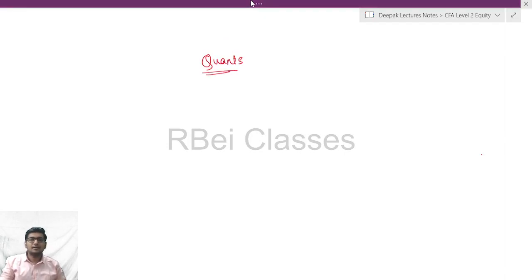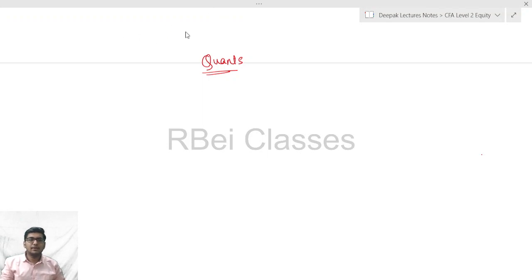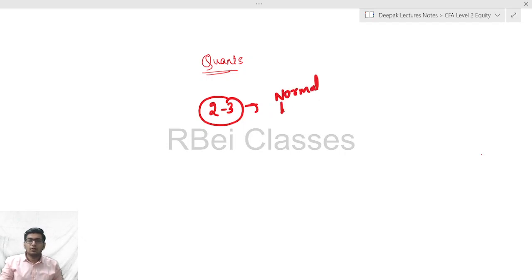As I said, the important topics will be probability, hypothesis testing, thereafter regression, and you can expect even 2-3 questions from the distribution section as well, where the most common distributions will be normal distribution, log normal distribution, Poisson distribution and exponential distribution. Okay, these are the most common ones. Clear? So let us start one by one.